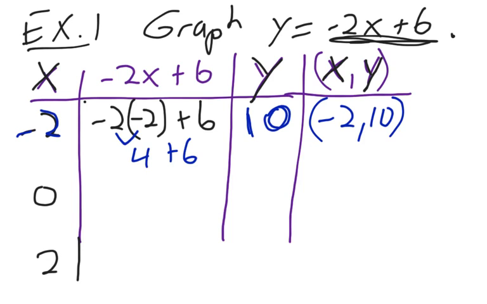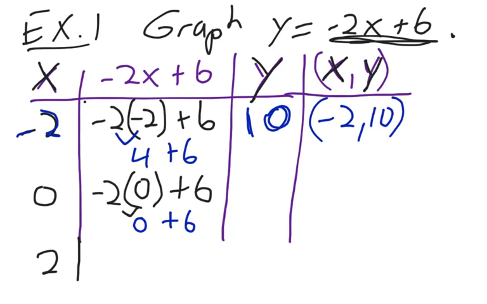Next up, 0. 0 is the easiest one to plug in. So I'm going to plug in a negative 2 times, instead of putting an x, I'm going to put a 0. I'll bring down my plus 6. And anything times 0 is 0. So that's 0 plus 6. And 0 plus 6 is still going to be what? 6. So writing that as an ordered pair, it'd be 0 comma 6.